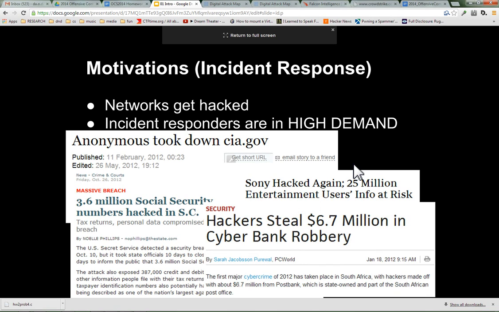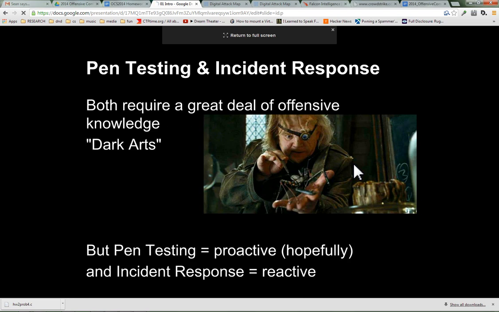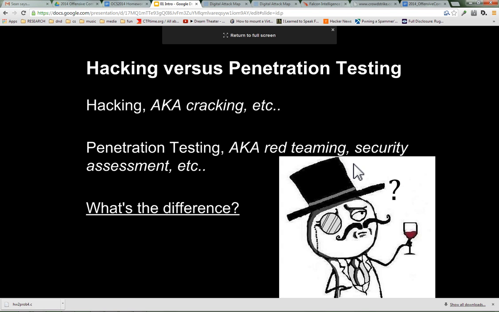Companies are losing lots of money, and then they're liable to pay for identity protection services for the customers, and they cost even more money, and it makes them look really bad, and then they lose investors. And being able to do this requires a lot of knowledge of the offense, and pen testing is more the proactive side, and incident response is more the reactive side.